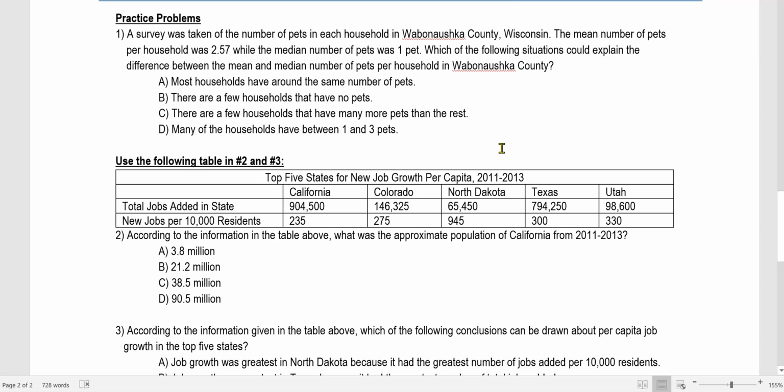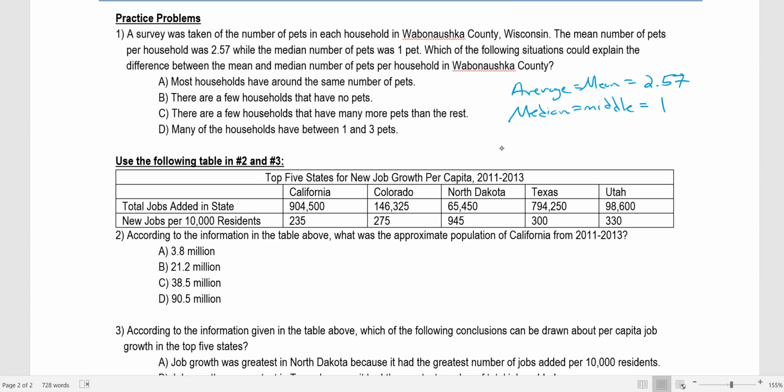Okay, here's some practice problems for us. A survey was taken of the number of pets in each household in this county in Wisconsin. The mean number of pets, so the average, the mean, the same thing, is 2.57. The median, which is the middle, remember the middle, is 1. Which of the following situations could explain the difference between the mean and the median? Well, let's think about these numbers. Remember, the median is the middle. So if I lined up all the responses for this survey, the middle number would be 1 pet per household. But then how come the average is 2.57?